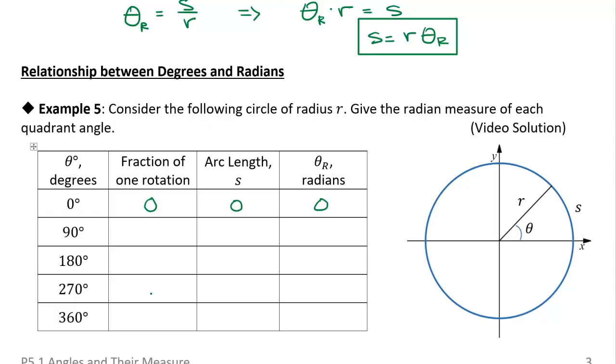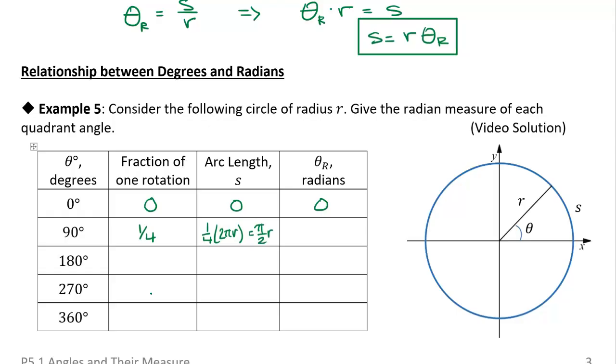All right, that's not very interesting, but let's see, 90 degrees, we said that was a quarter of the circle, right? So 1/4 of the way around the circle. That was 1/4 of the circumference, right? So let's just write down what we had before. 1/4 of 2 pi r gave us pi over 2 r.